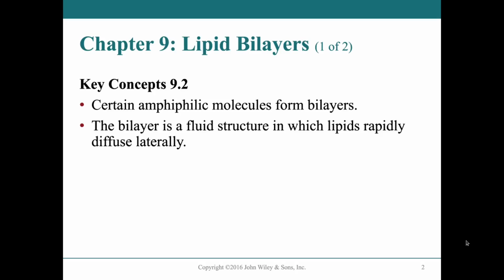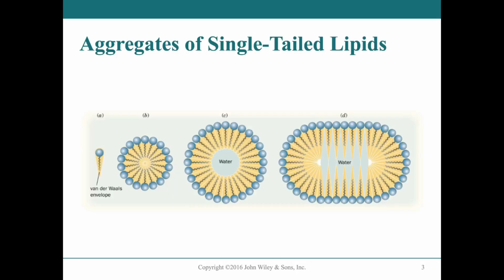So, key concepts for this lecture are certain amphiphilic molecules that form the bilayer, and the bilayer as a fluid structure in which lipids can rapidly diffuse laterally. Basically, we have here a structure of a micelle. Lipids can come in many different forms. Especially phospholipids, as you all know from your biochemistry subjects, you have your polar heads and hydrophobic or nonpolar tails.